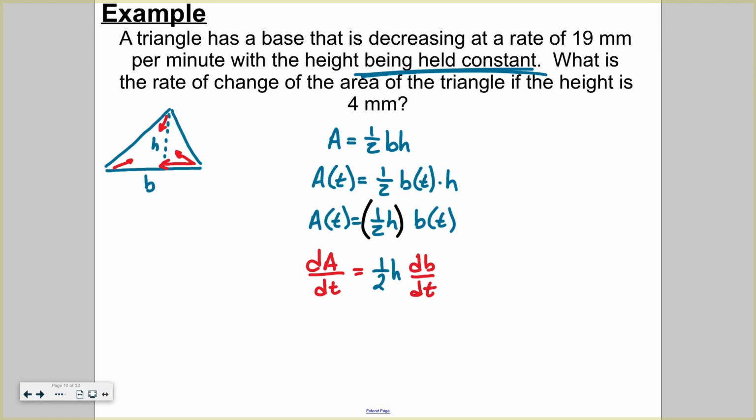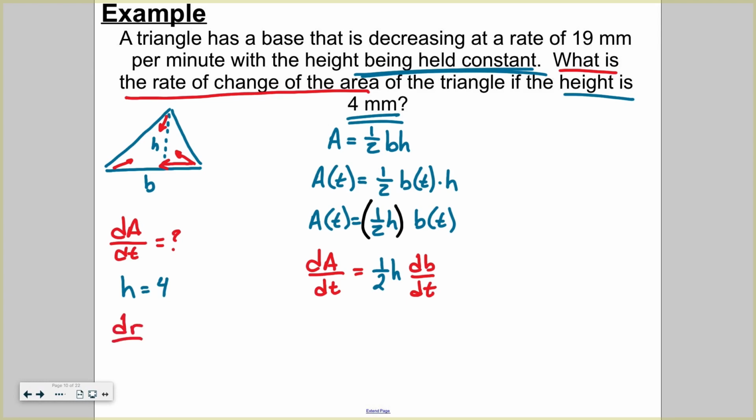So we have the change in area is equal to 1/2 times the height times the change in the base. Alright, so now let's just identify what these things are. So we have dA/dt. And the question is asking what is the rate of change of the area. So we don't know what this value is. We know that h, the height, is 4 millimeters, so that's 4. And then db/dt, we know the triangle has a base that is decreasing at a rate of 19 millimeters, so this would be negative 19.